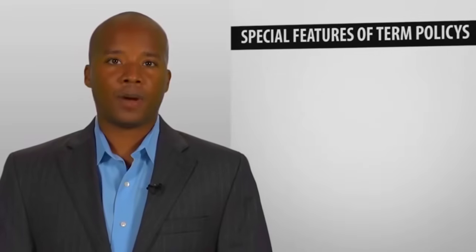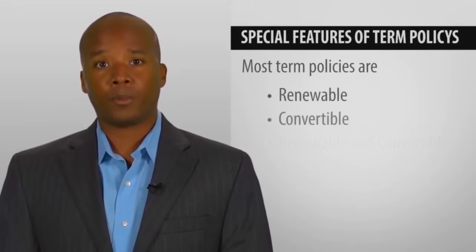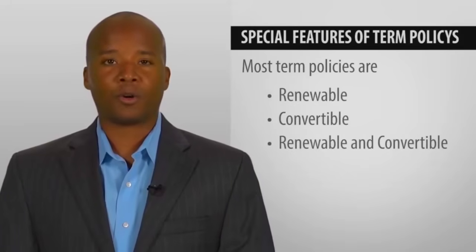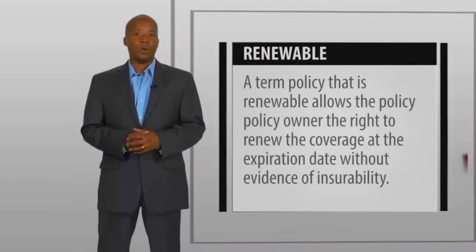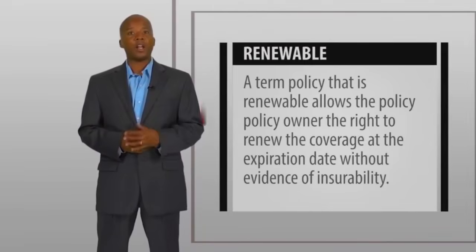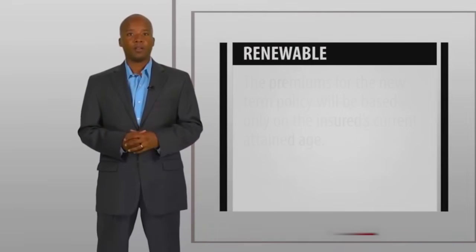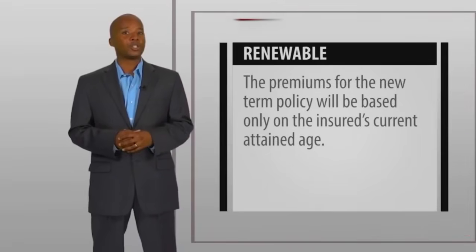Special features of term policies. Most term policies are renewable, convertible, or renewable and convertible. Renewable. A term policy that is renewable allows the policy owner the right to renew the coverage at the expiration date without evidence of insurability. The premiums for the new term policy will be based only on the insured's current attained age.